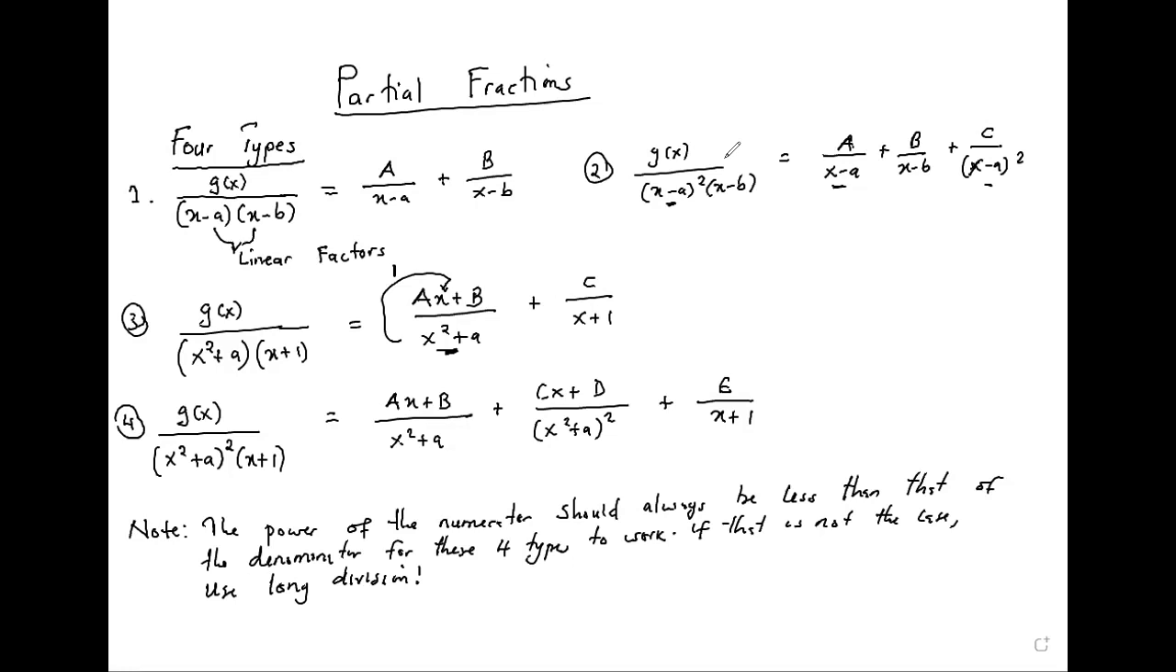Type 3, if you have a quadratic that you're unable to factorize, then it means on top you're going to have the linear function as well, ax plus b, to sit on top of that quadratic. Type 4, if the quadratic is squared or is to the power 3, it will keep on appearing here until you have covered all the powers. And most important is that for all these four types, the power of the numerator should always be less than that of the denominator for these four types to work. Okay, if that is not the case, use long division until you have those cases.